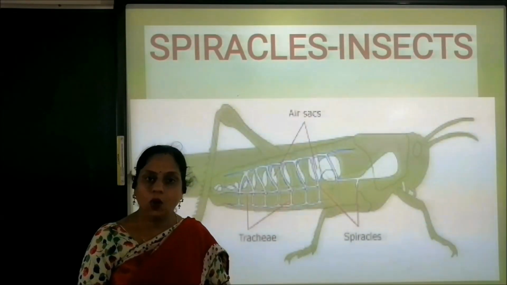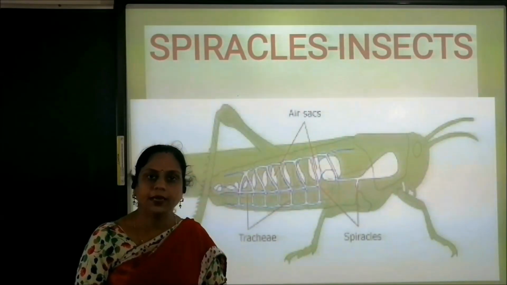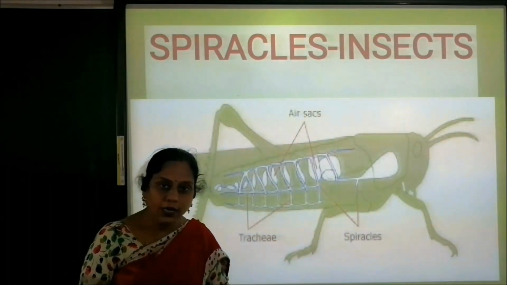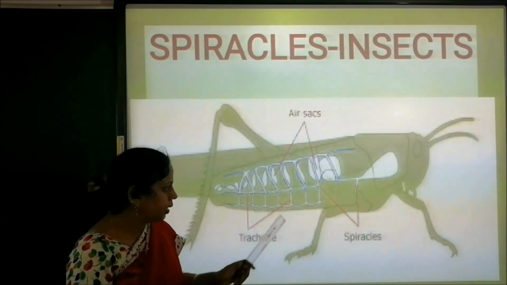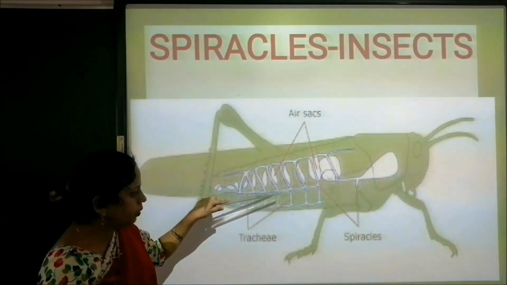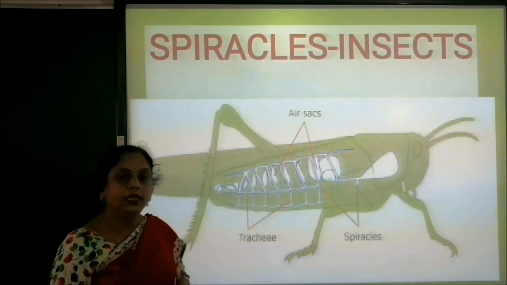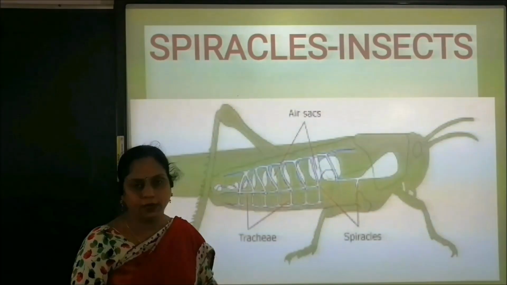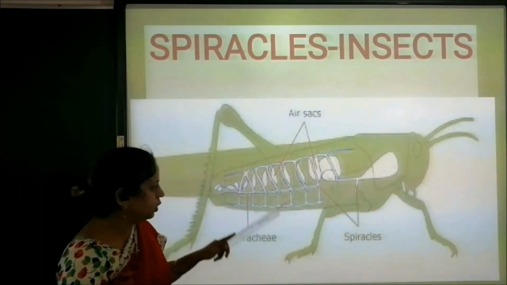Insects like cockroaches, bees, ants, etc. breathe through the spiracles. Now what are spiracles? See, these are the air holes. Can you see these air holes? Insects have small air holes called the spiracles. Now see in this picture, children.